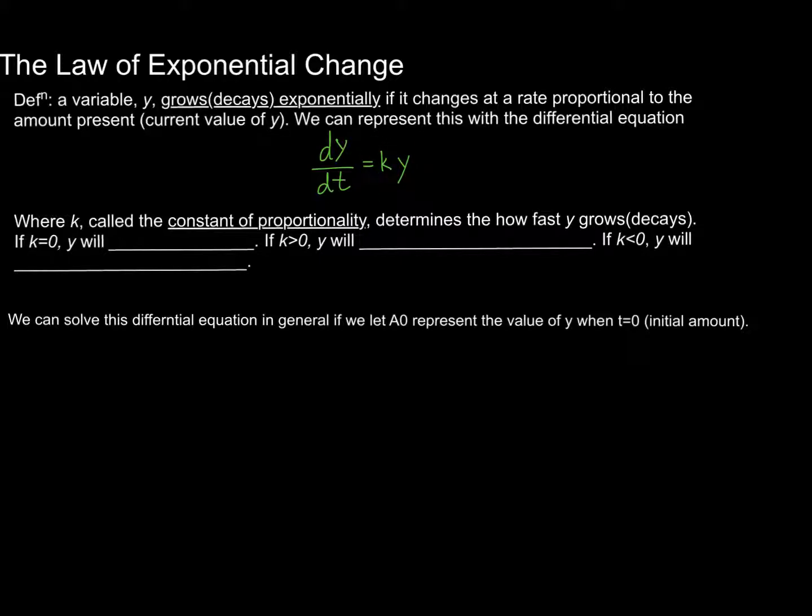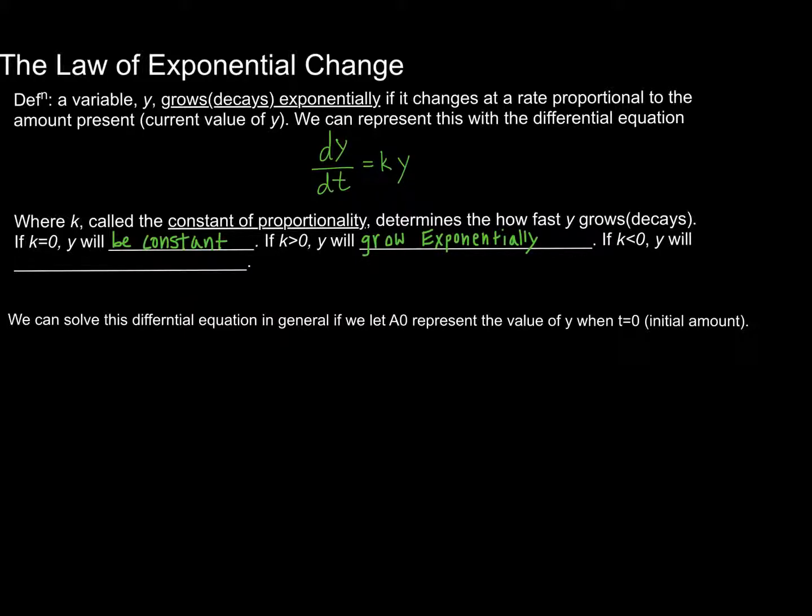In the first example, in the discovery problem, we saw when k was 3, dB/dt was 3b. But k could also be 0, which would mean this whole thing would be 0. And if k is 0, y will be a constant. Now that should be pretty clear. The rate of change will be 0, so the value of y will never change.